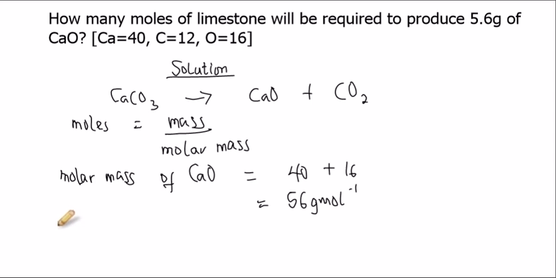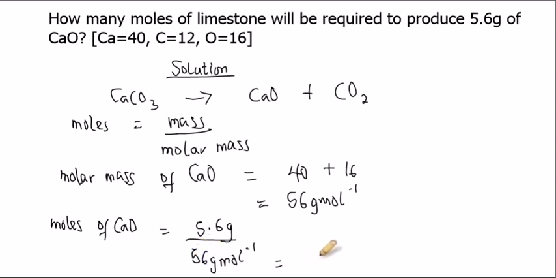So substituting this into the formula we've written earlier, moles of calcium oxide will then be equal to 5.6 grams divided by 56 grams per mole. In calculating this, we have 0.1, the unit moles. So from here, we can just conclude that the number of moles of limestone that will be required will be 0.1 moles as well, according to the equation written above.